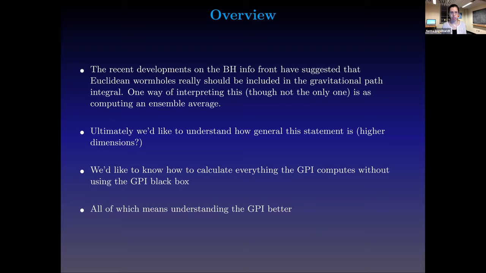How do we think about this in terms of n equals 4 supersymmetric Yang-Mills? We'd also like to know how to calculate everything that the gravitational path integral computes without using the gravitational path integral as a black box. So maybe this is fanciful thinking, but I would like to do a minus trace rho log rho calculation that gives me the von Neumann entropy as computed by the gravitational path integral in terms of the gravity theory. And all of this means we have to understand the gravitational path integral better.